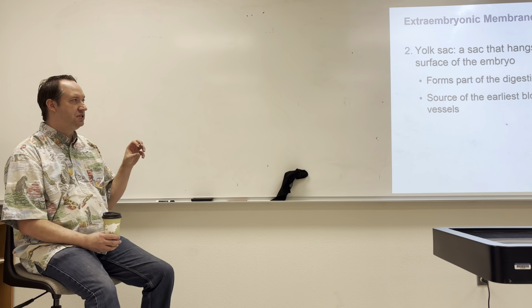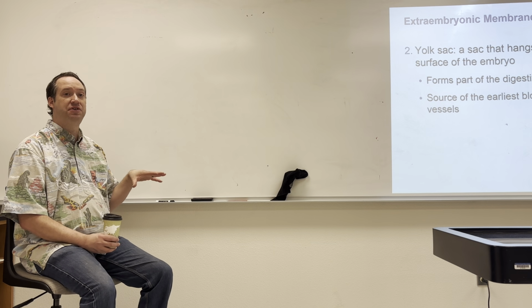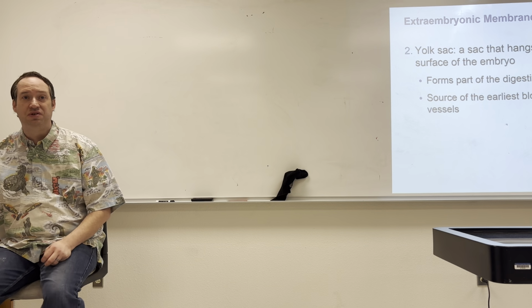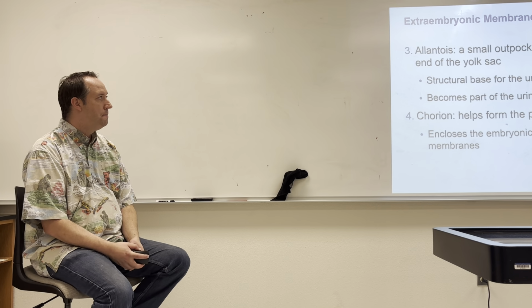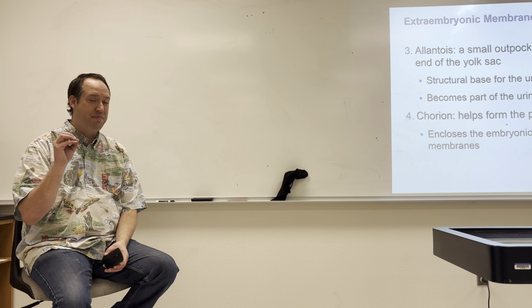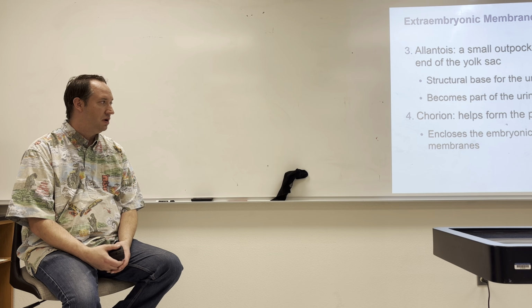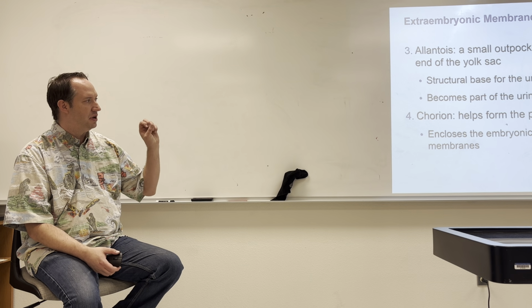From the ventral surface of the embryo, we get something called the yolk sac, and eventually this will become part of the digestive tube. The yolk sac is also the earliest source of our blood cells. The allantois is this little pocketing at the end of this that forms the base of the umbilical cord. And then the chorion we already talked about as part of the placenta.